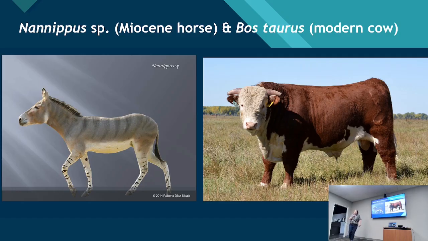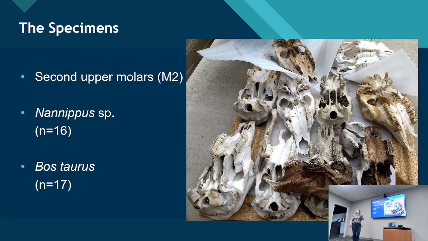So I had to select my victims. Mainly the victims were selected based off of what I could find in collections and what I could collect myself. So I chose a fossil species and a modern species to try to control for the fact that fossilization has happened, and it might be different if I'm using modern teeth. So for my fossil species, I use Nannippus, which is a late Miocene three-toed horse. He's very cute. He's only about 3.5 feet tall at the highest. And then, of course, I use cow because we have a lot of ranches around here, and I happen to know a rancher who would give me a lot of cow skulls. So here's all the cow skulls.